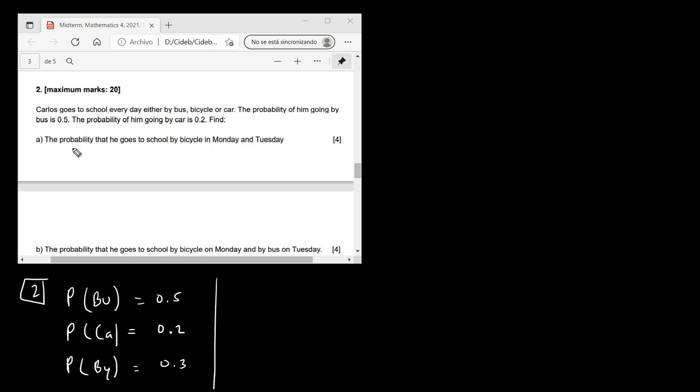And then they ask you the first question: find the probability that he goes to school by bicycle on Monday and Tuesday. So we have two days: Monday, Tuesday. And what is the probability that on both of these days he goes by bicycle?